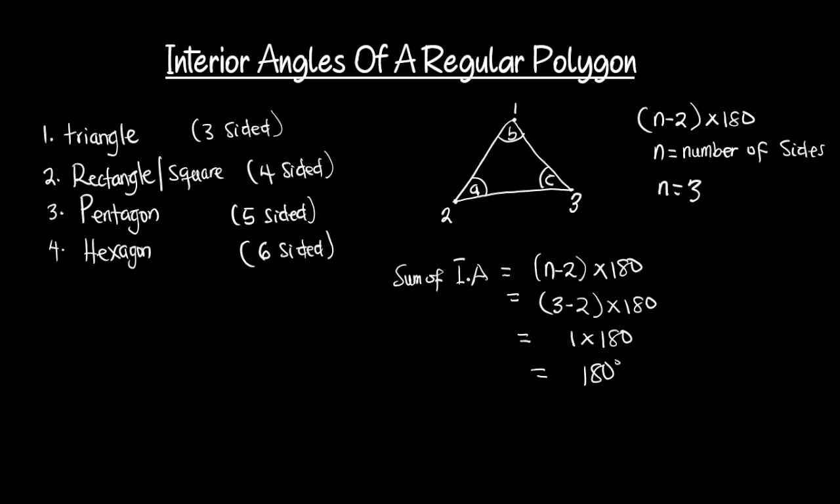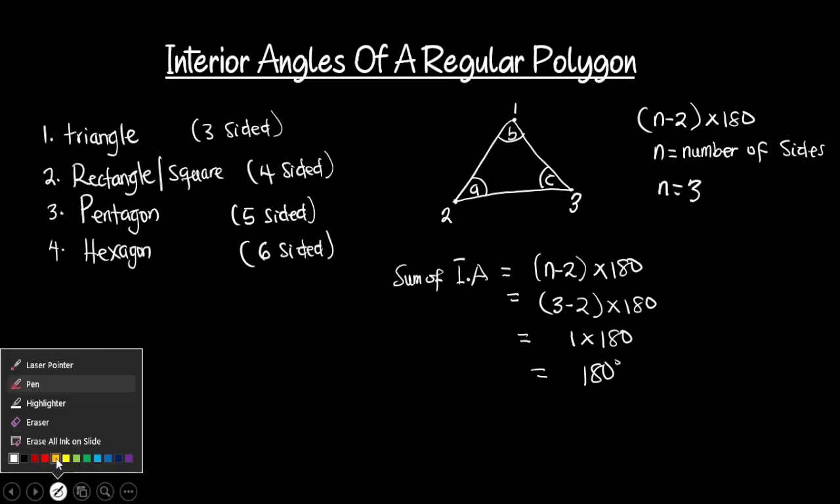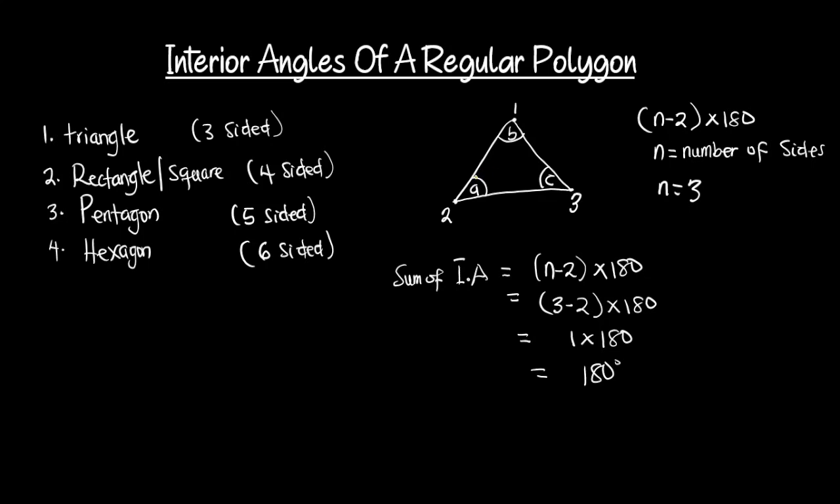What this means is that if I add my A, let me use a different color. So if I add the angle over here A, the angle over here B, the angle over here C, it should be equal to 180. So my A plus B plus C should be equal to 180 degrees.